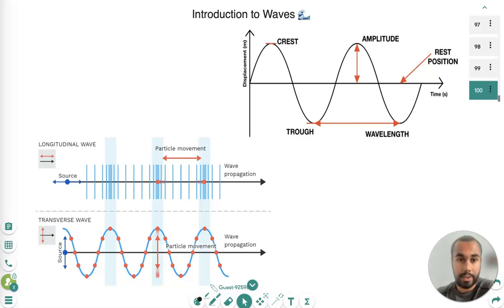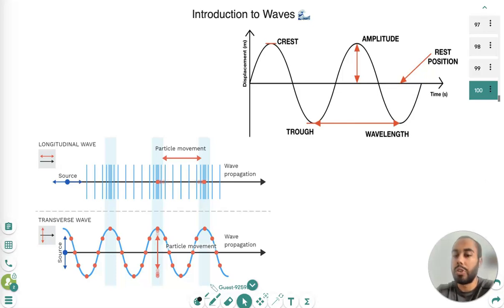So, a wave is a disturbance that transfers energy from one place to another without transferring matter. It's an energy transfer that doesn't bring physical material with it. And depending on the type of wave, it can travel through solid, liquid, or gaseous states of matter.